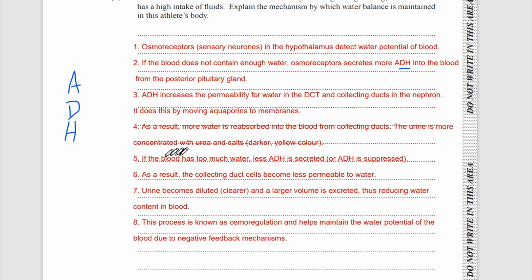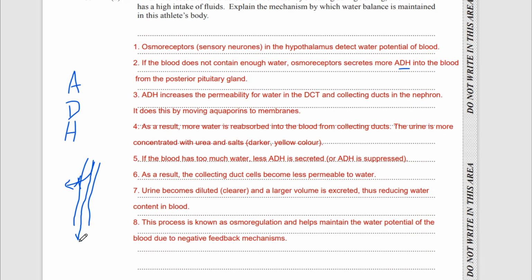If the blood has too much water, less ADH is secreted, or ADH is suppressed. So as a result now, the collecting duct cells become less permeable to water. Right, so there's less aquaporins that move to the membrane. So imagine that this is the collecting duct. Instead of the water going back into the bloodstream, which happens through aquaporins, what happens now is that the water just ends up continuing to the ureters and the bladder.